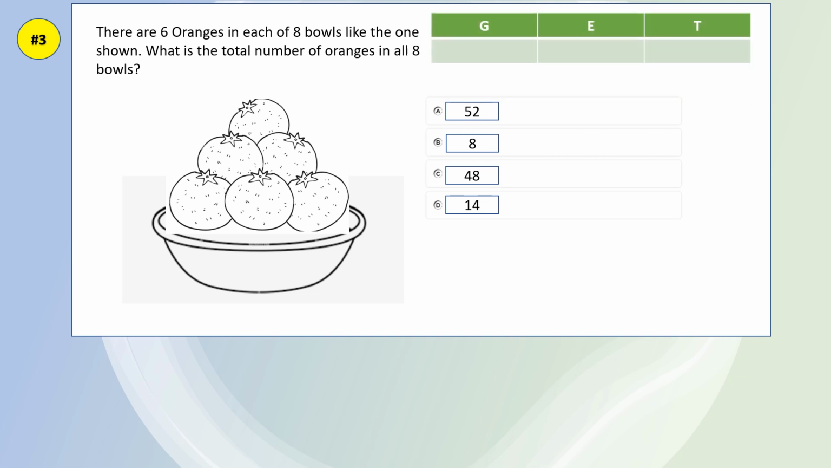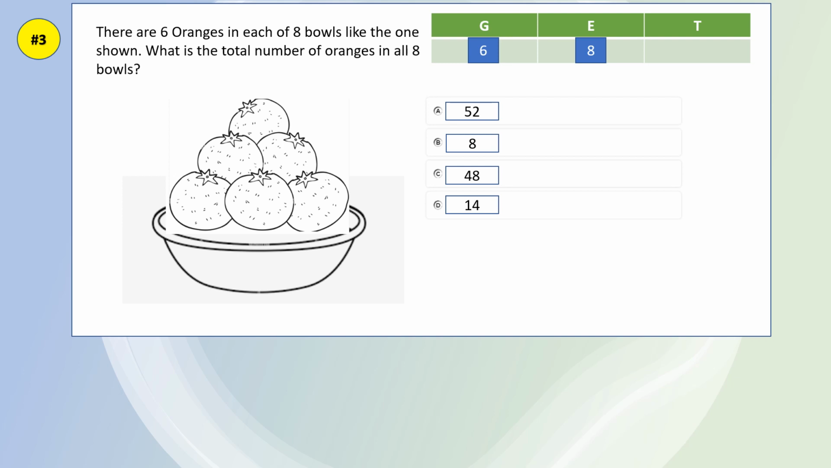Okay, so let's reread. There are 6 oranges. Well, that's not the total because it asks me for the total. It says, what is the total? So they don't know the total, which means the 6 is the groups. And in each of 8 bowls, so my each is 8, write 8 there. And my total is missing, so I have to figure that out.